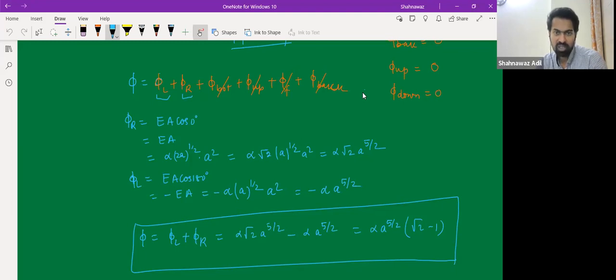Just remember that for this case, there was an external electric field. There was not any charge enclosed, but there was an external field. That is why we got this kind of electric flux. Okay, guys, done.